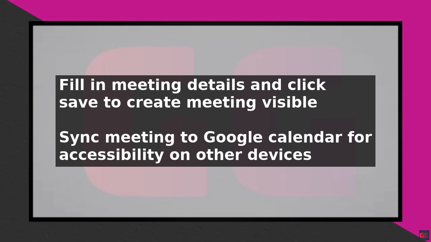Once all the details are filled in, clicking Save will create the meeting, which will then be visible in the calendar view. If the Google Calendar is connected, the meeting will also be synced to the Google Calendar, making it accessible on other devices.